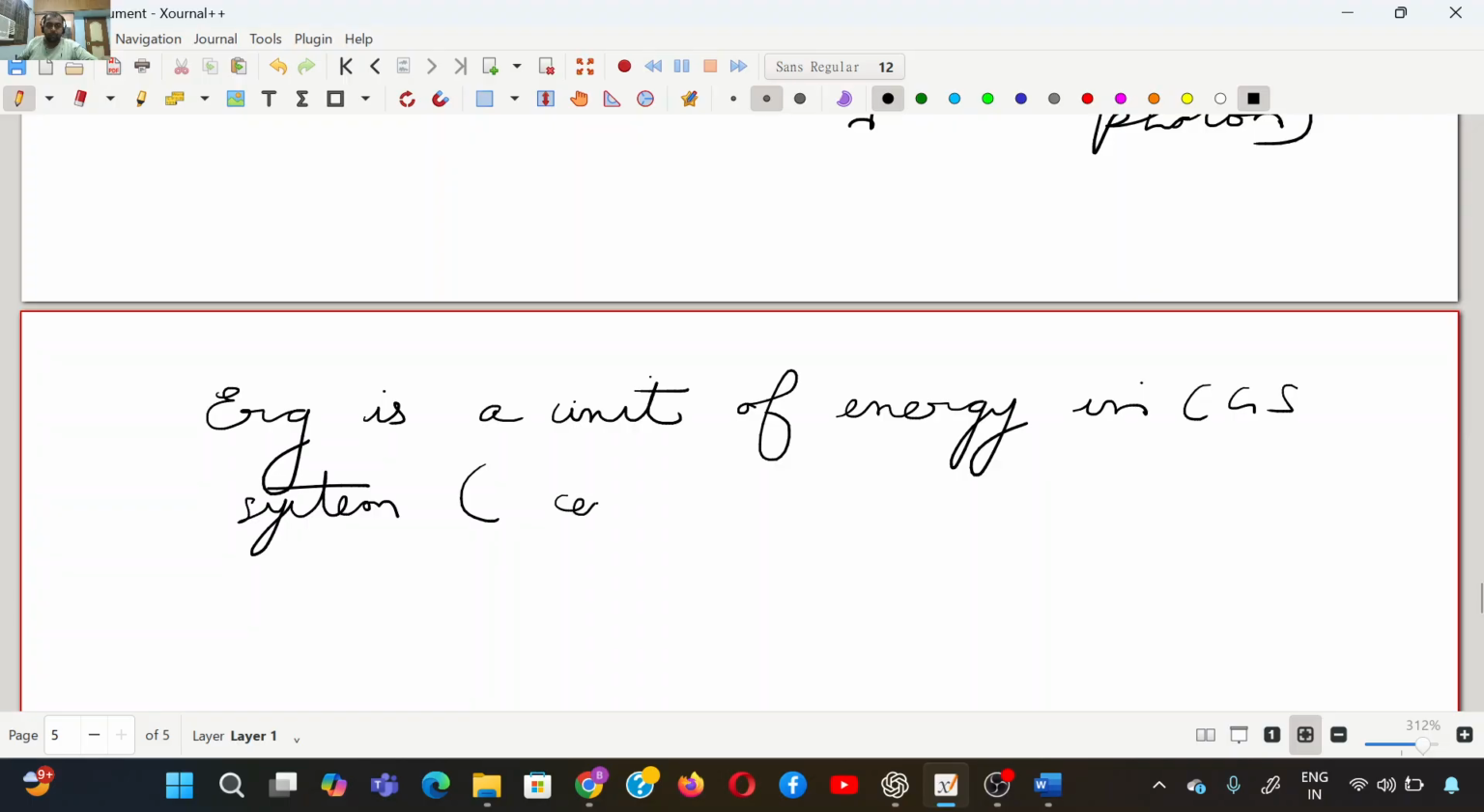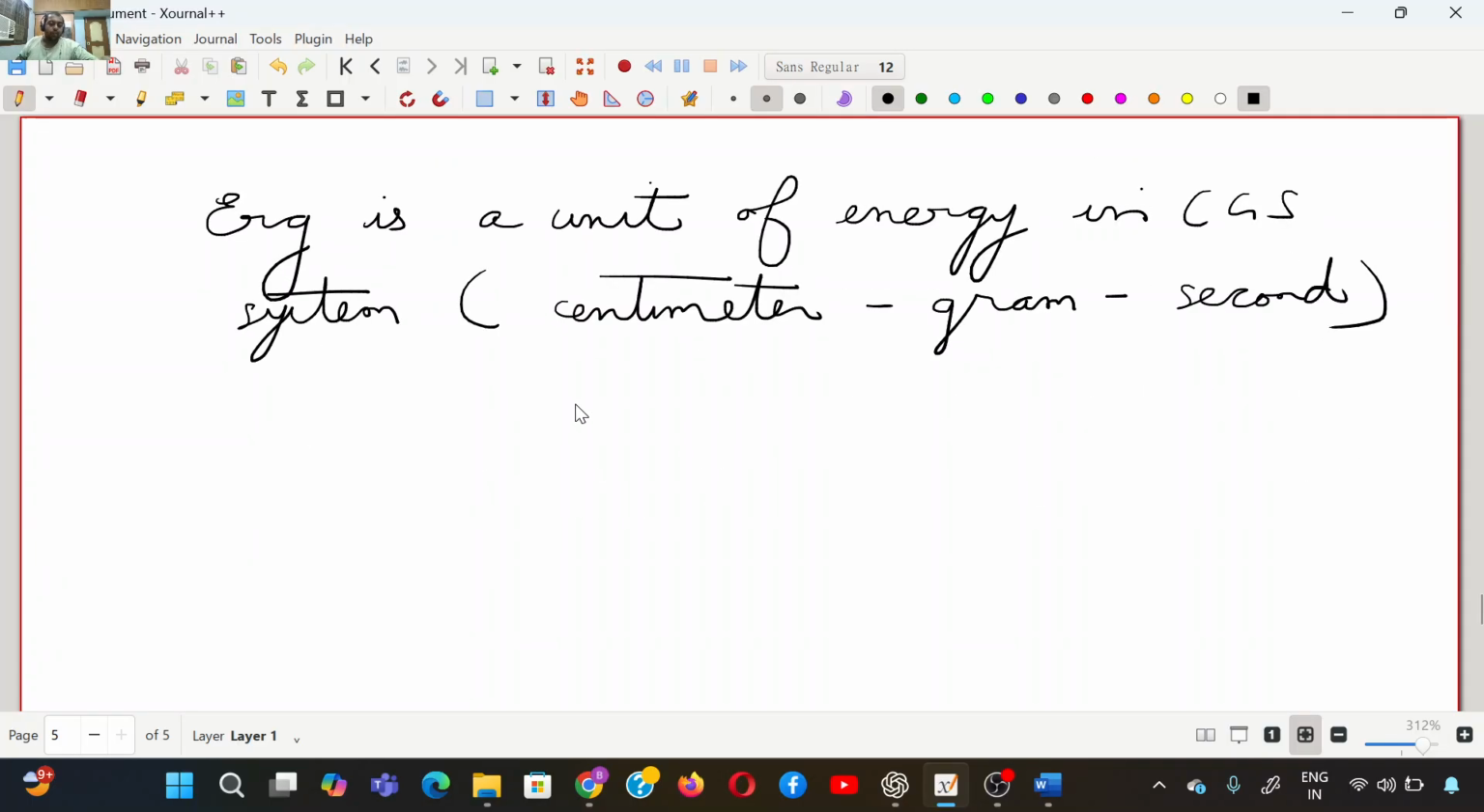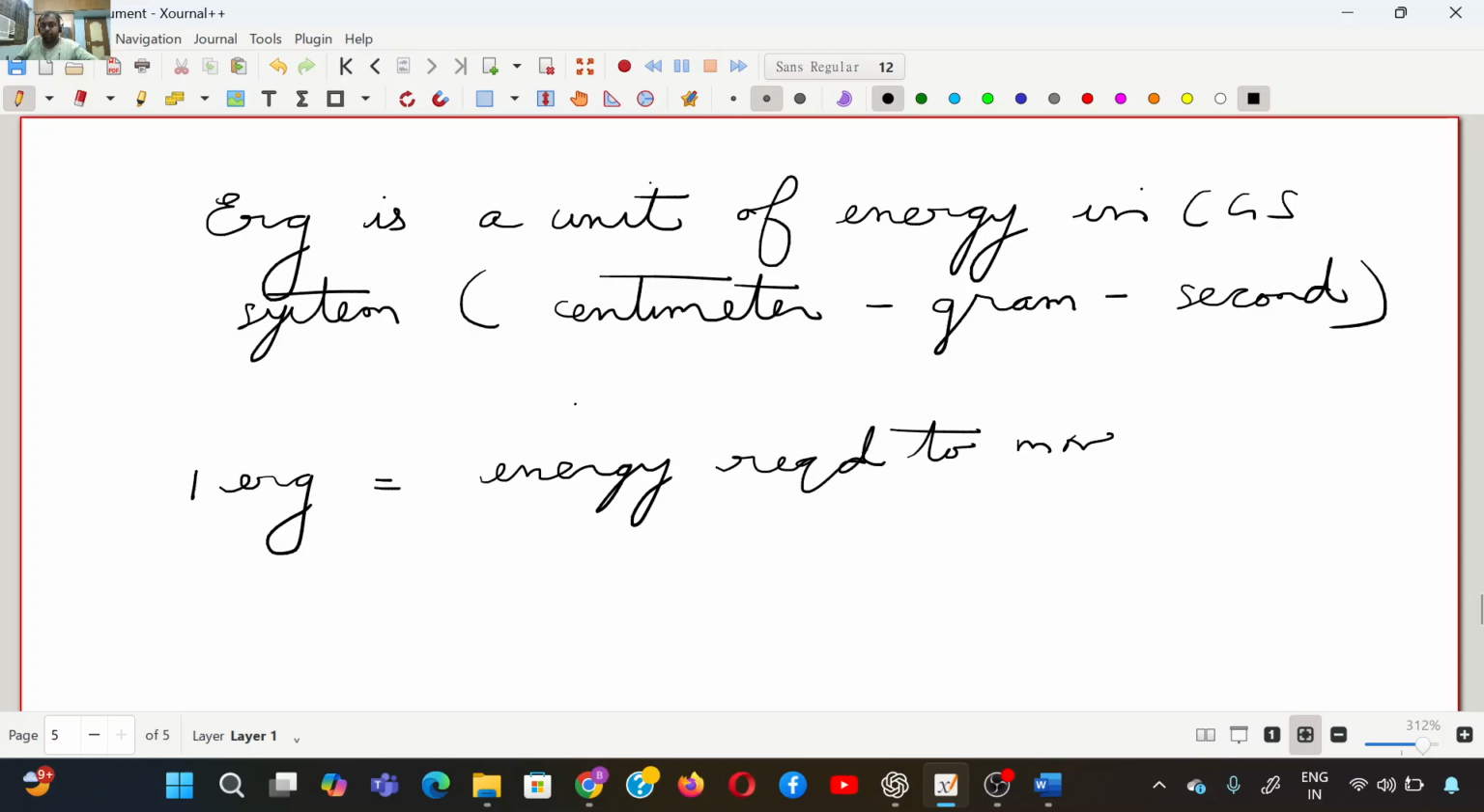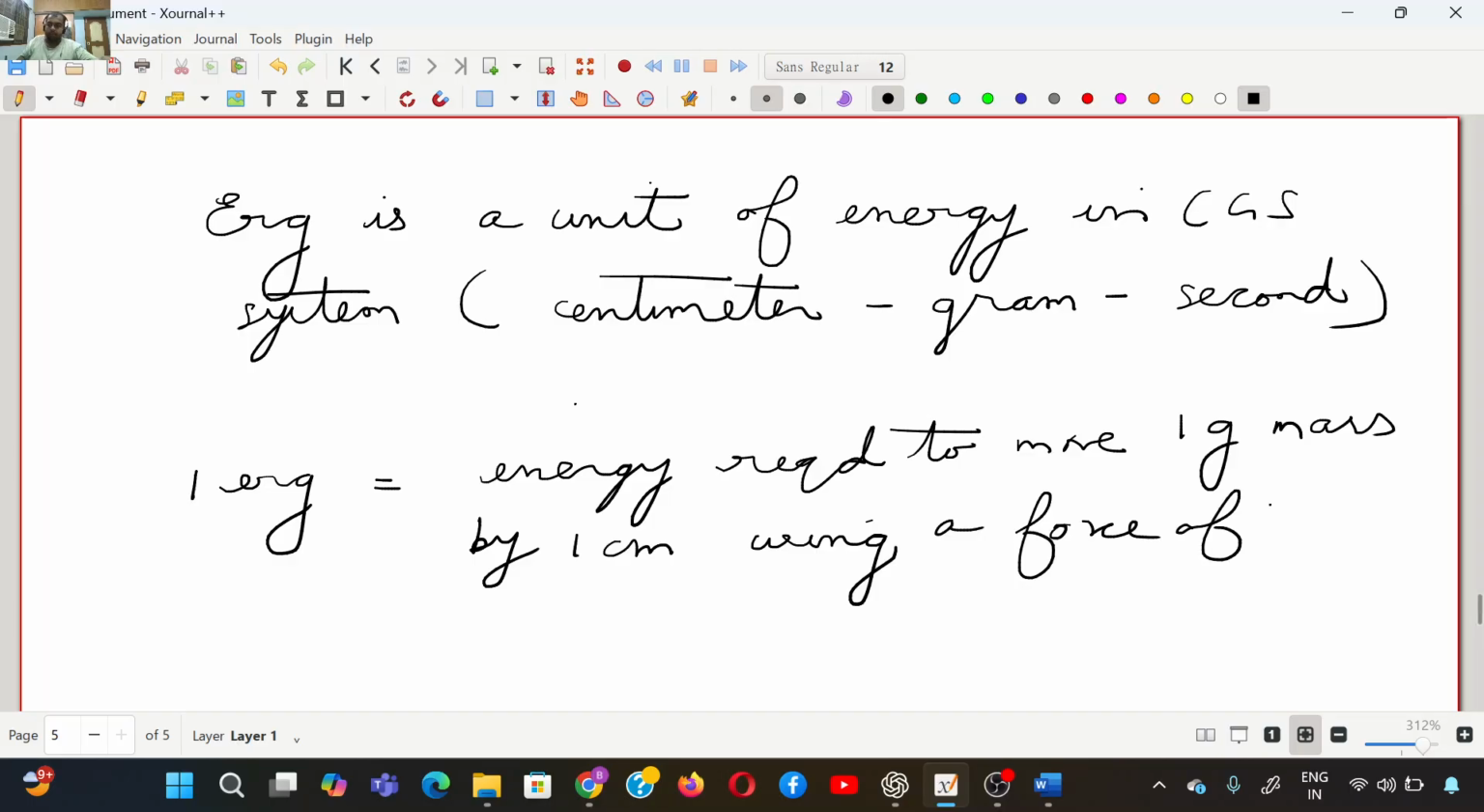What is the CGS system? It is centimeter, gram, second. So basically, how erg is defined is the energy required to move 1 gram mass by 1 centimeter using a force of 1 dyne. Okay, so that's how it is defined.